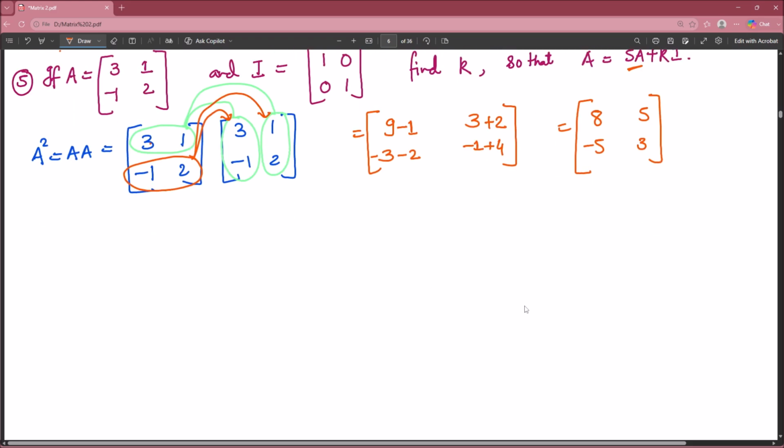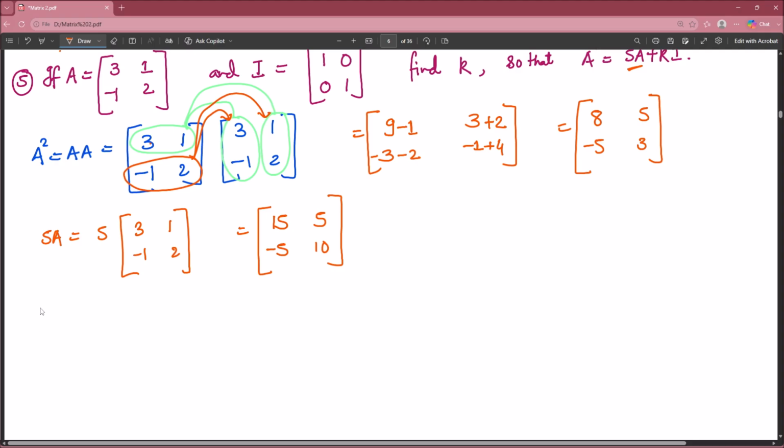Now we have to find the value of 5A. So 5A is 5 times A. So 5, and then the value of matrix A, that is 3, 1, minus 1, 2. As we know from the scalar multiplication rule, this 5 is multiplied by all the elements of this matrix. So 5 into 3 is equal to 15, 5 into 1 is equal to 5, 5 into minus 1 is equal to minus 5, 5 into 2 is equal to 10. So this is the value of 5A.